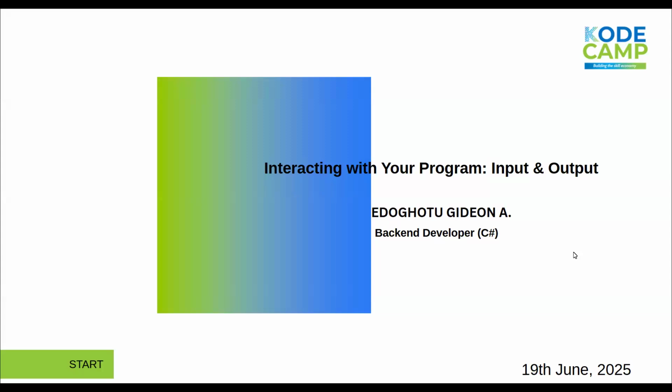Welcome to our lesson 7, and today we'll be talking about interacting with your program. That has to do with the input and the output. I'm sure everyone is familiar with the output that has to do with the console, write line, and all. So we'll be looking at something new, which would help us to get our hands dirty and to know how C# is going to be cool in this.